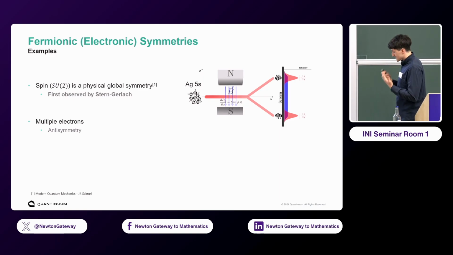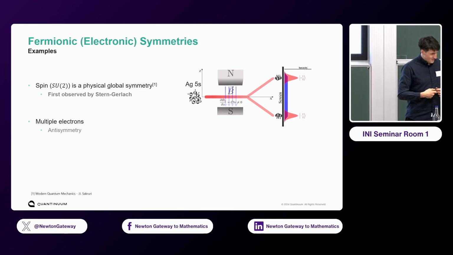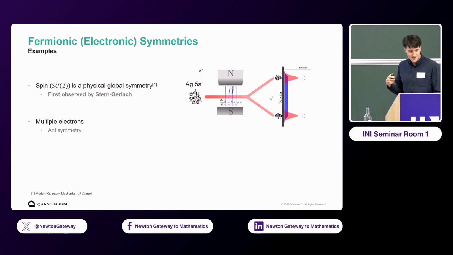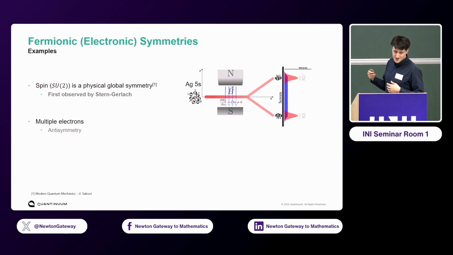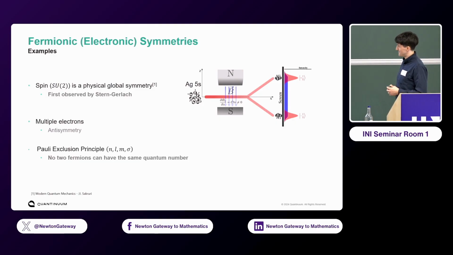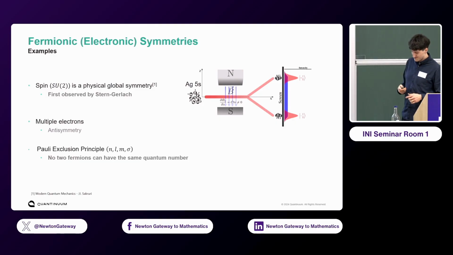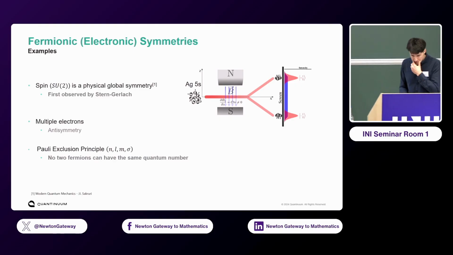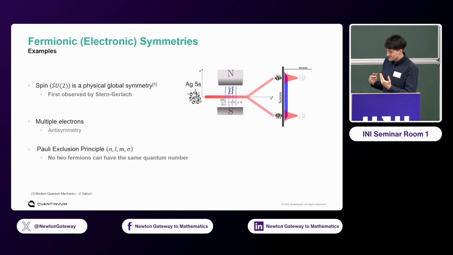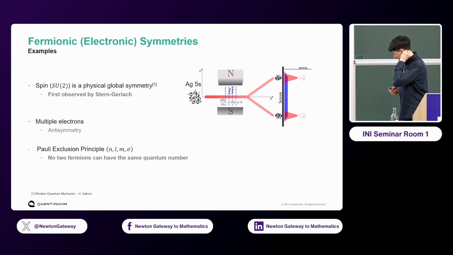Electrons also have this famous anti-symmetry property. And the combination of SU(2) and anti-symmetry leads to the Pauli exclusion principle, where no two fermions can have the same quantum number. So most of the time, when we do quantum algorithms for fermions, we tend to just work in the spin orbital basis.